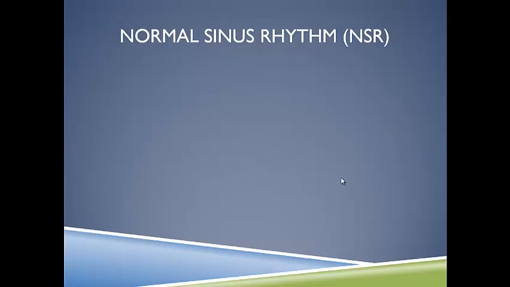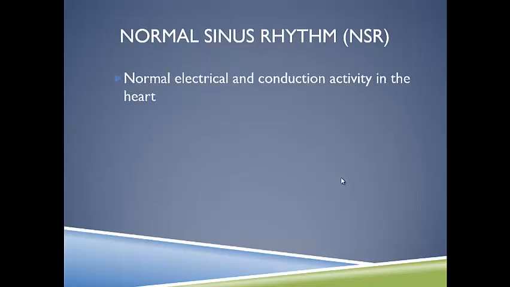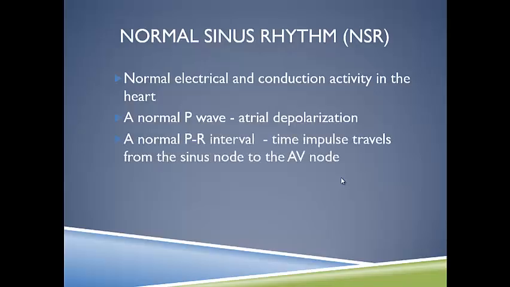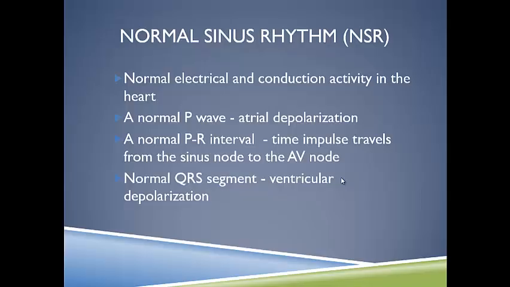So, normal sinus rhythm. That means we have normal electrical and conduction activity in the heart. We have a normal P wave, a normal PR interval, normal QRS segment, and a normal T wave. Not all normal sinus rhythms look exactly the same. Depending on what lead you're looking at or the person itself and what kind of history they have, they may be altered. However, if it meets the criteria in that 6-step process, it's a normal sinus rhythm.